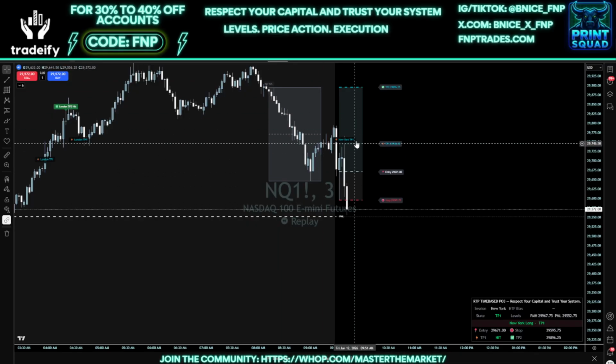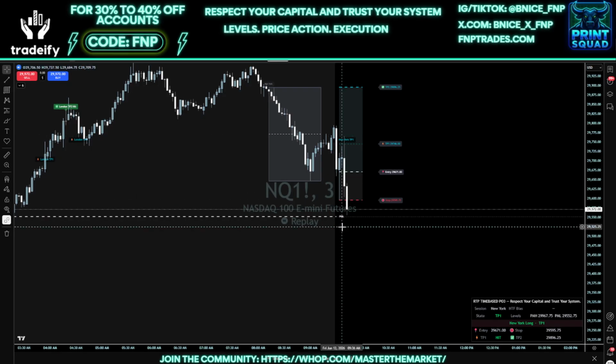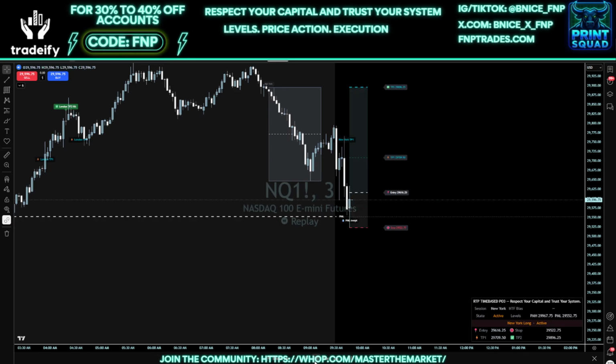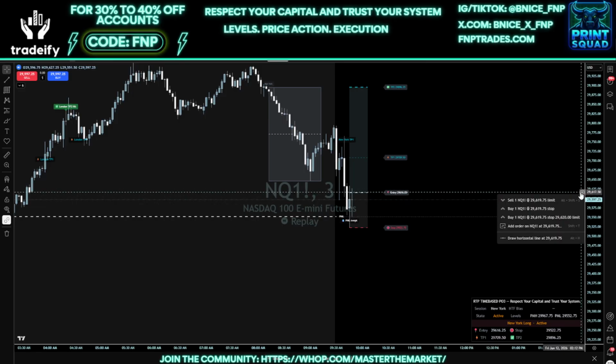We would have hit TP1 on this trade and we would have got stopped out, or you could have just waited for this pre-market low to get swept. Once we do that, now we got a trade idea. So we swept the pre-market low. We get a little raindrop here that shows that liquidity was taken here, and then what we're going to do is we can put in a buy order here.